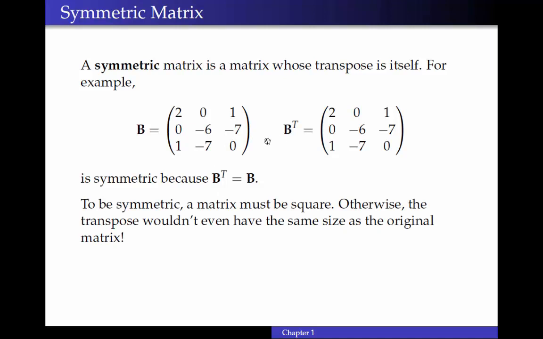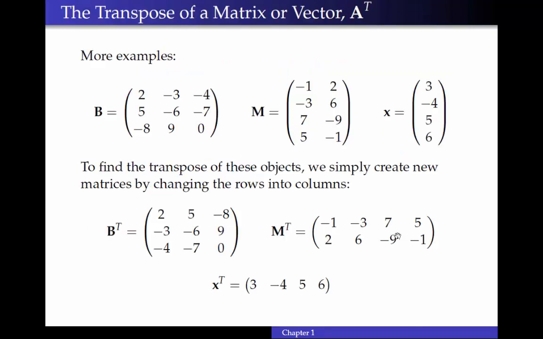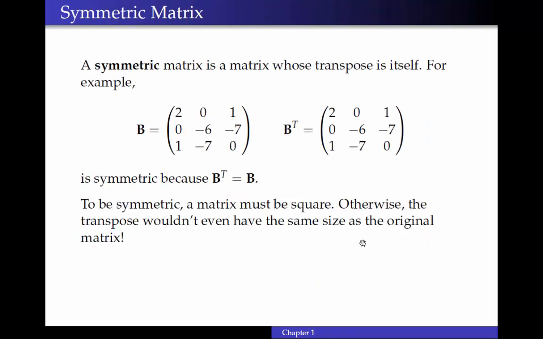To be symmetric, a matrix must be square. This makes sense, right? Because if a matrix was rectangular and we took the transpose, the resulting matrix wouldn't even have the same size as the original. Like these matrices on the previous slides, M and M transpose don't even have the same shape. So it's necessary that a matrix be square to be symmetric.